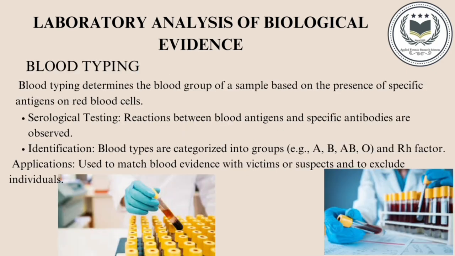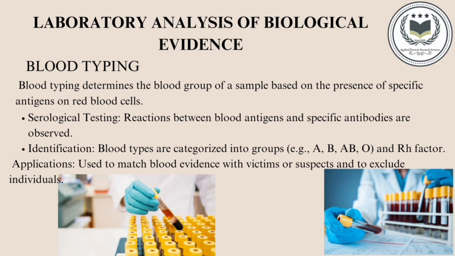The third one is blood typing. Blood typing is a key forensic technique used to identify an individual's blood group based on the antigens present on the red blood cell. By mixing blood samples with antisera, experts can determine the blood type, like A, B, AB, O, and Rh. This process helps to link a suspect to evidence or exclude an individual in crime scene investigations.